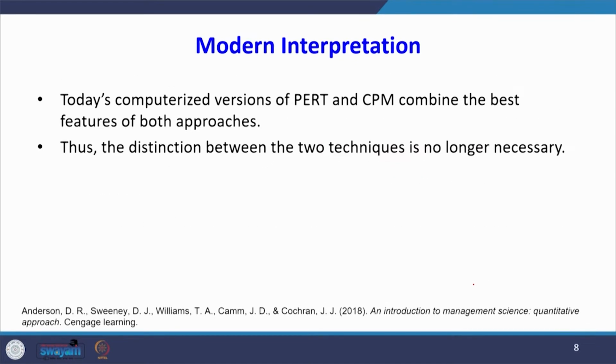When we look at the modern interpretation, today's computerized versions of PERT and CPM combine the best features of both approaches. Now, the distinction between the two techniques is no longer necessary.